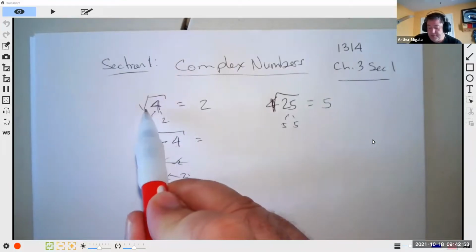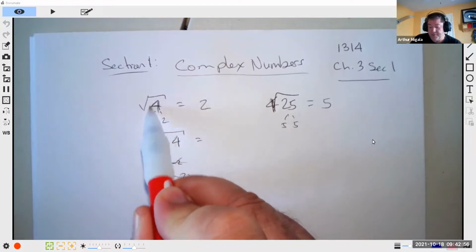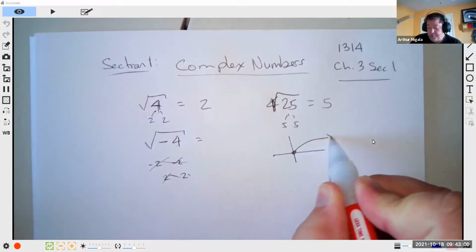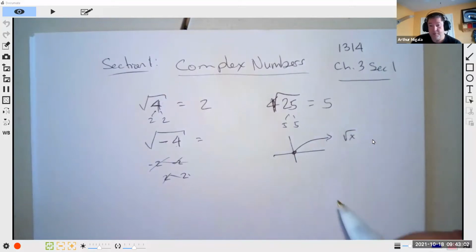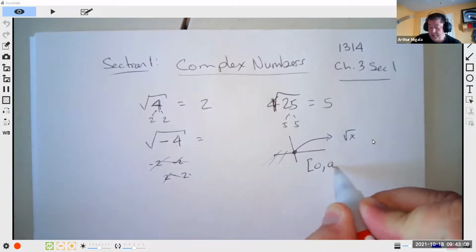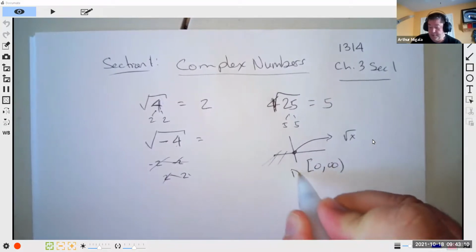Yeah, so thus far, we've always had a positive number inside the square root. We knew that because of the graph of a square root function. There are no negative x values. It always starts at 0 and goes to infinity. That's my domain.